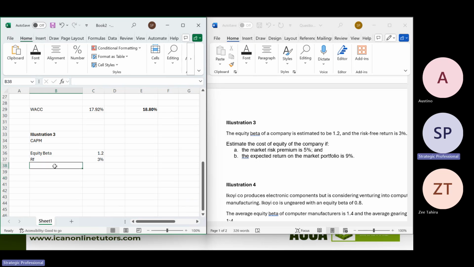Market risk premium. Let's call that one RP. We have that one to be 5%. We have the expected return on the market portfolio. Let me just call that one MP. That one is 9%. And they say what? Calculate what? The cost of equity.